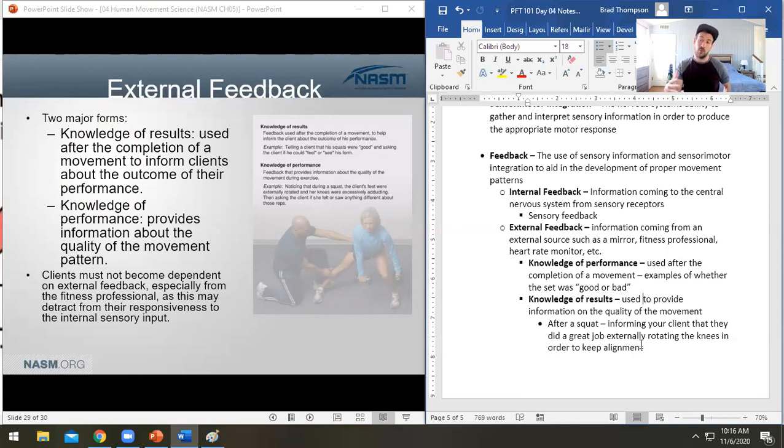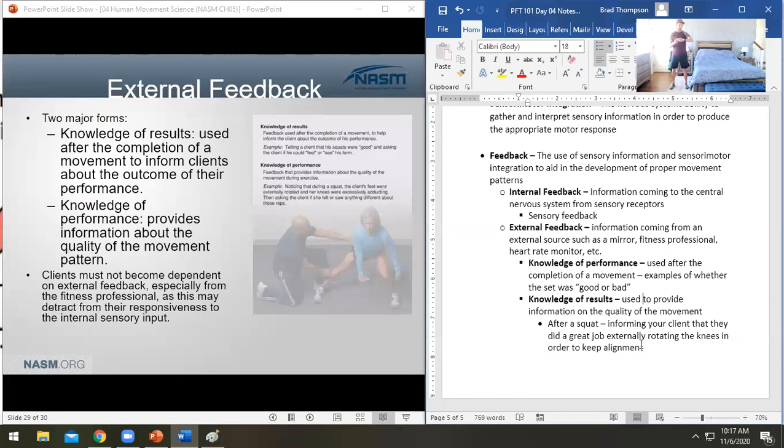So you're telling them what they did right. That's the knowledge of the results, right? So, a good squat would be like making sure that the knees are in alignment with the second and third toe, right? So, if I told my client, hey, you're doing a great job, like you're not letting your knees cave in, right? As you're squatting down, you're doing a good job pushing those knees out at an angle, and they're tracking in line with your toes.